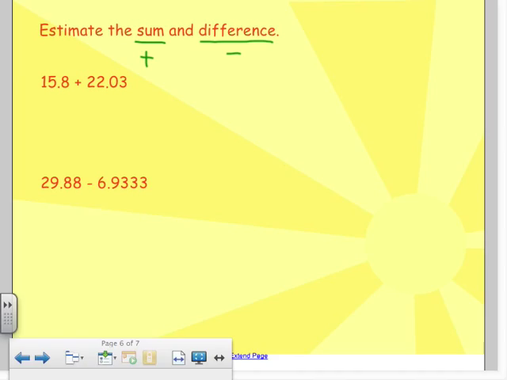So this first one I am going to round to the nearest whole. So 15.8 I will make 16. 22.03 will just be 22. Which mentally I can do this, is 38, okay? I'm writing down the problems, but you really can do this mentally, which is the point, to be able to easily check yourself. So that 38 means whenever I actually do the problem, my answer should be very close to 38. This helps catch some mistakes, like accidentally not lining up your decimals.